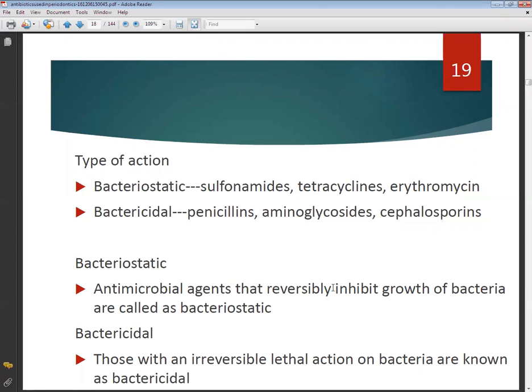So what do we understand by the term bacteriostatic? Bacteriostatic drugs just inhibit the growth of bacteria. Whereas bactericidal drugs kill the bacteria, and this process is usually irreversible. Bacteriostatic drugs just inhibit the growth of bacteria.